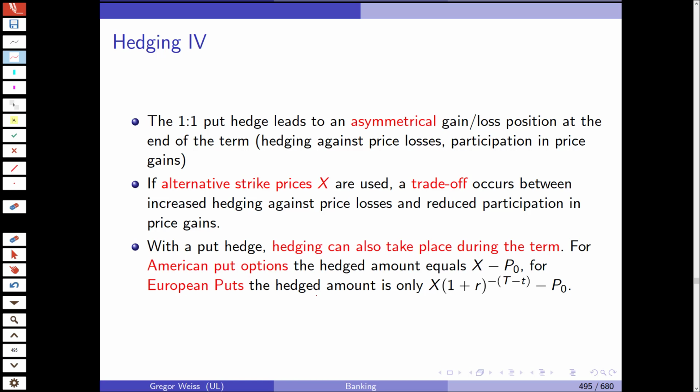With the put hedge, hedging can also take place during the term of your investment, and we can then distinguish American and European puts. The American put option can be exercised at any point in time. The European put can only be exercised at the end. So this is why you have to be careful. Depending on whether you're looking at a European or an American option, it might be that you have this payout, or that you have this and you still need to discount the strike X.